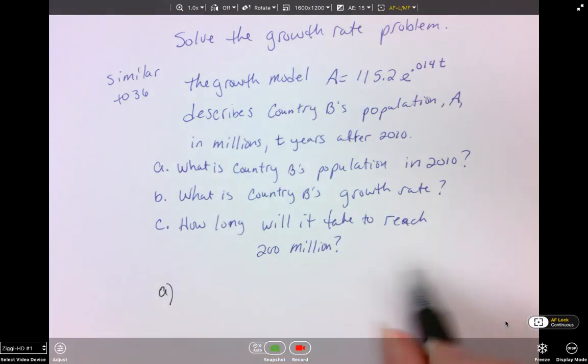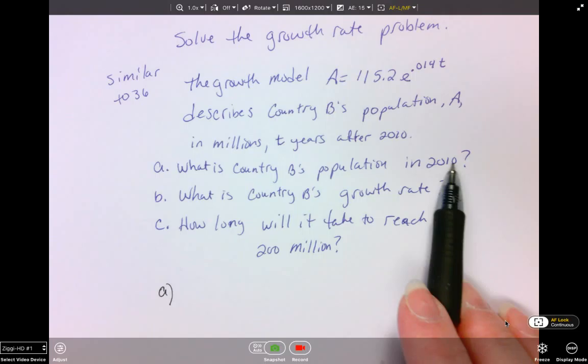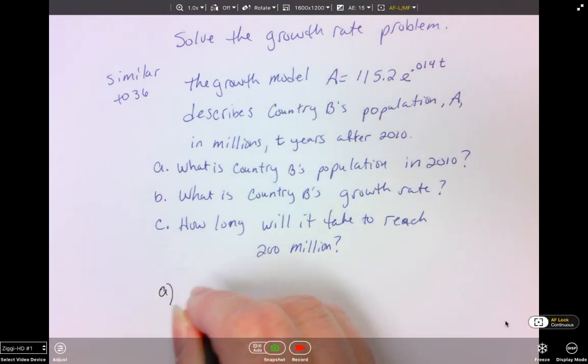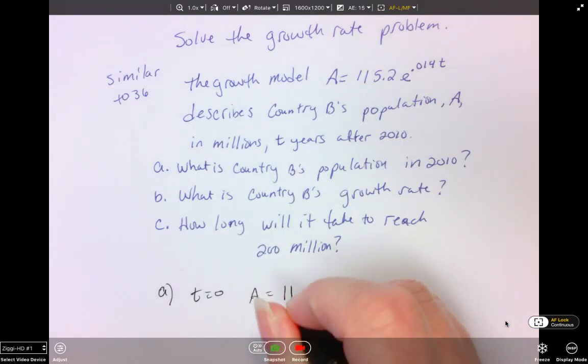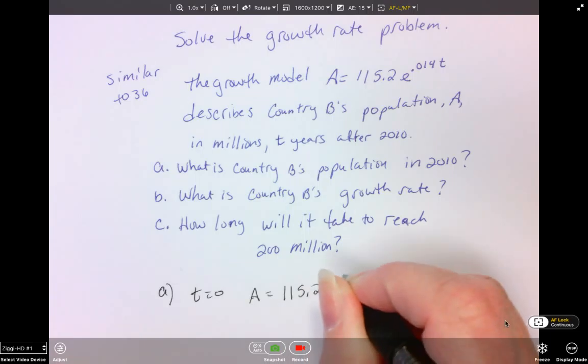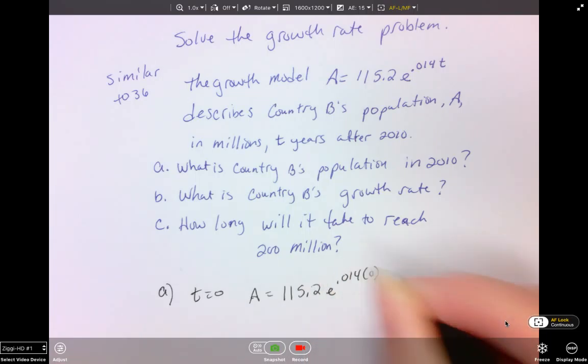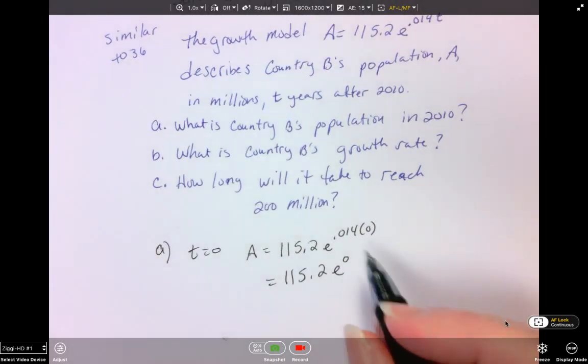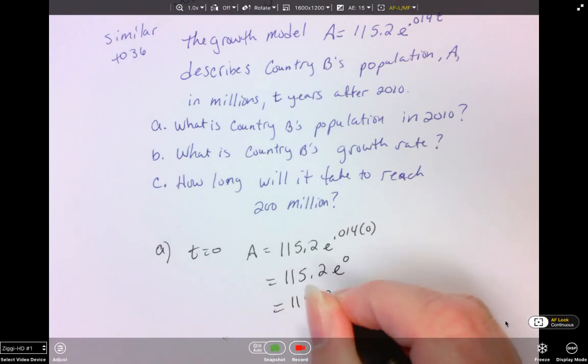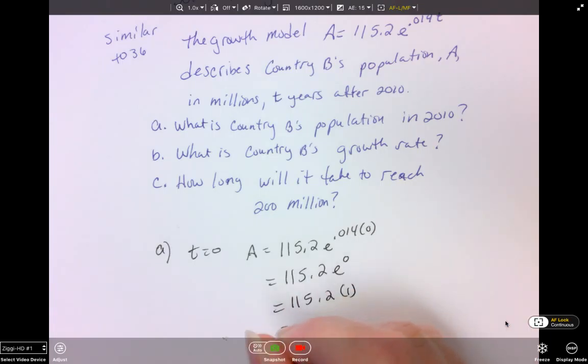Well, in part A, how many years after 2010 are we? Well, we're 0. So here your t will equal 0, and you need to rewrite your growth model. A equals 115.2 e to the 0.014 times 0. Plug in 0 for t. Well, 0 times your exponent is now going to be 0. So this means you have 115.2 e to the 0 power. Well, anything to the 0 power is 1, so this will be 115.2 times 1, which will just be 115.2, and this is in millions.